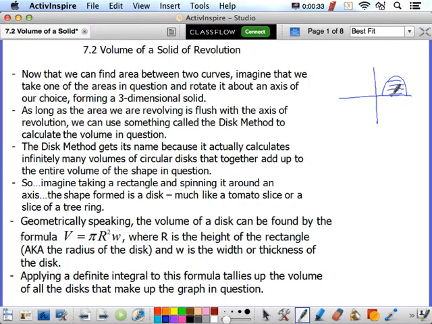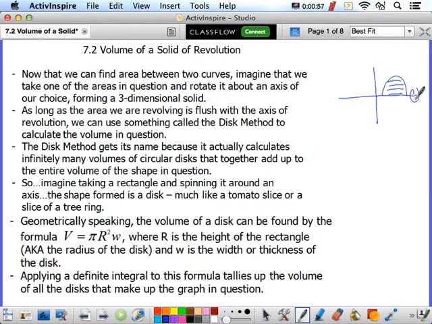Imagine taking that and spinning it. What type of shape would it make? If I spun it around the x-axis, what would it make? Imagine it comes all the way around. So it would make like a thick frisbee type thing, right? Like a disc. Yes, like a discus maybe that we throw in track, something like that. Do you guys understand that?